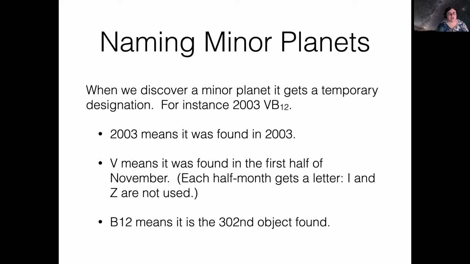Whenever you discover something, a minor planet or a comet, it gets a temporary designation. The two have slightly different designations for historical reasons. For instance, I have this object that I picked out at random, 2003 VB12. 2003 basically means it was first reported in 2003 and the orbit was calculated.